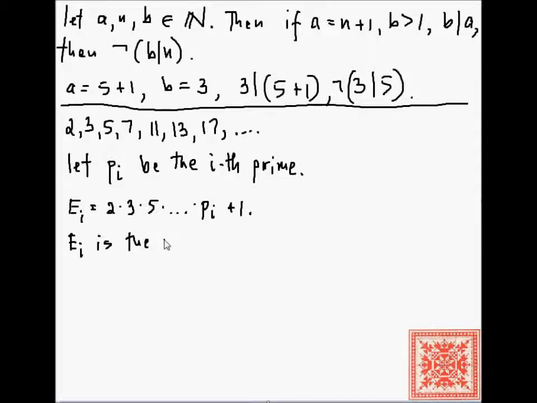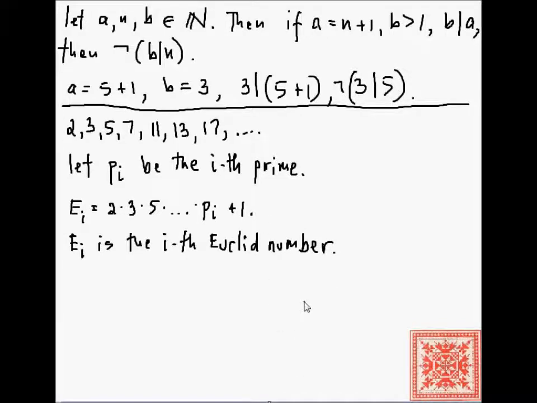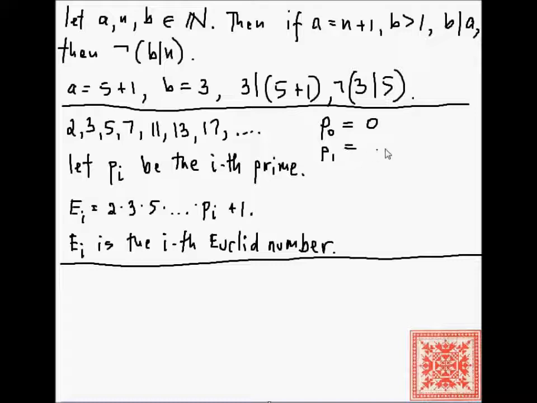So E sub I is the ith Euclid number. I'll give you a couple of examples. So P sub 0, by this definition, is 0. So 0 is not a prime, but we need to bottom out somewhere, so we start counting actual primes from P1. So the first prime is 2, the second prime is 3, the third prime is 5, and etc.